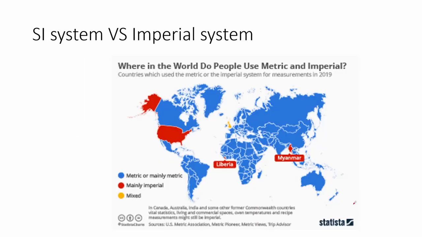Comparing globally the use of the international system versus the imperial system, we see that the majority of the world uses the metric system or international system. In the Philippines, the data shows that we use the metric or international system, but we actually use both, but mostly metric.